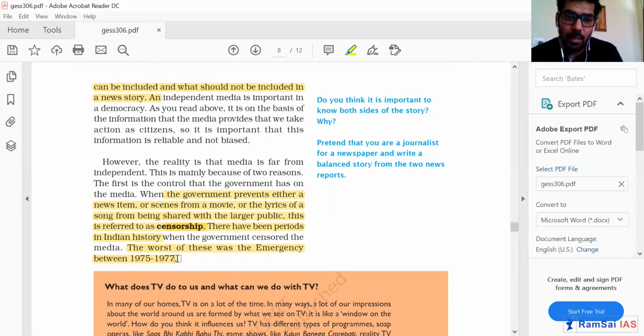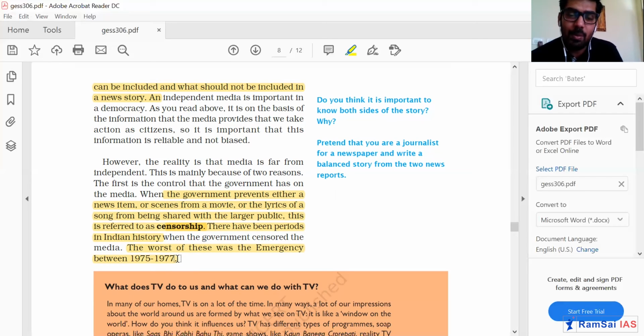So see, what happened was, Mr. Gandhi and Mrs. Gandhi made sure that whatever goes into the editorials, they would first approve it. So media becomes, you know, the lapdog of the government.